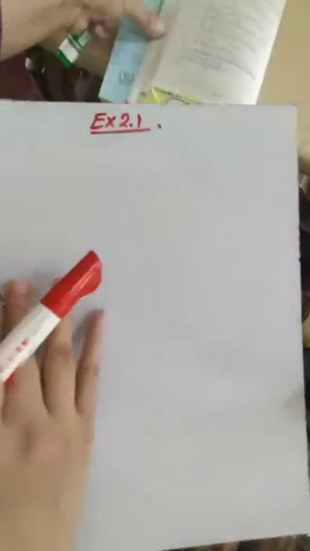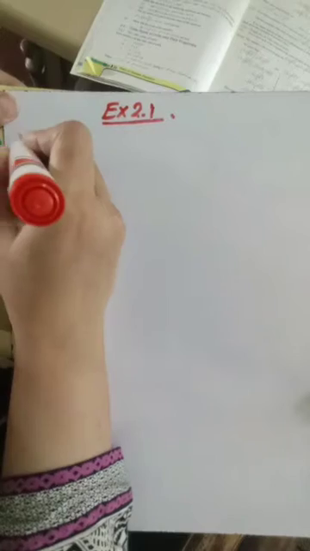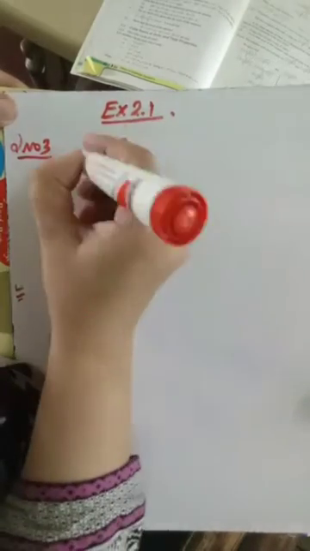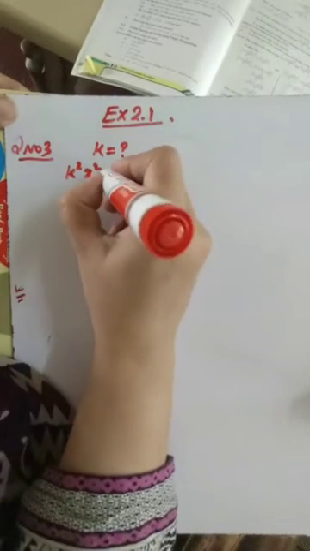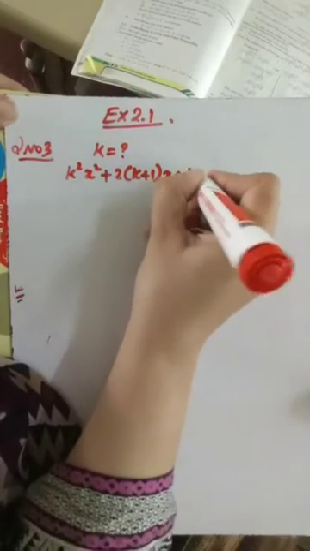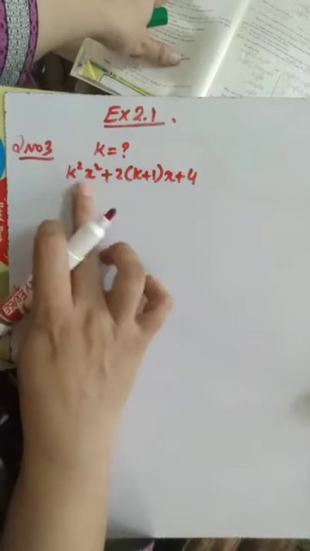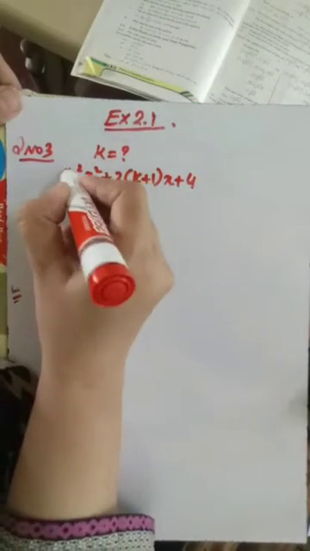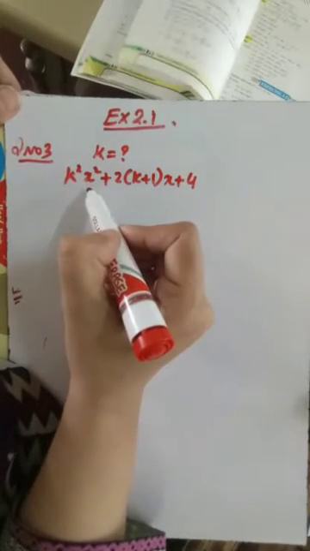In order to solve this question, I will assume that the expression given to us is a perfect square, and from that I am going to find the value of k. So we need to know the value of k for which the expression k square x square plus 2k plus 1 x plus 4 is a perfect square. They have asked us for the value of k which will make this a perfect square.